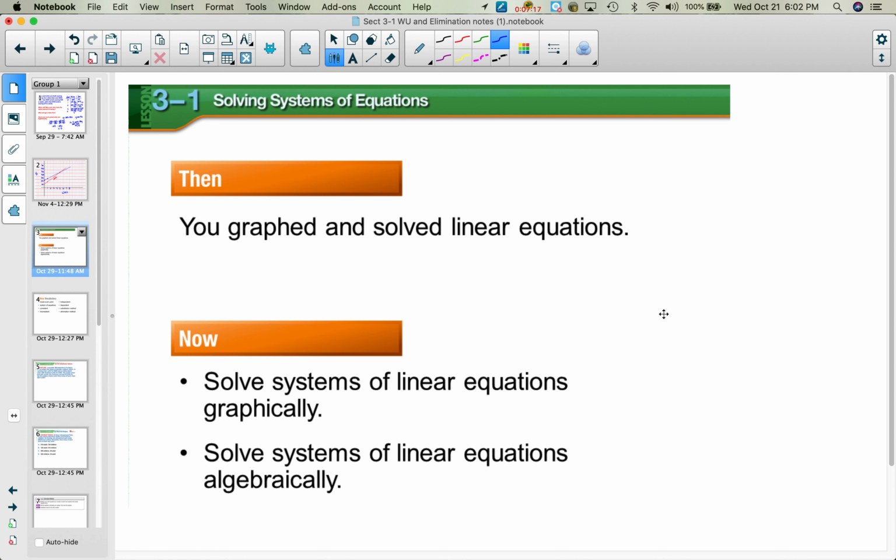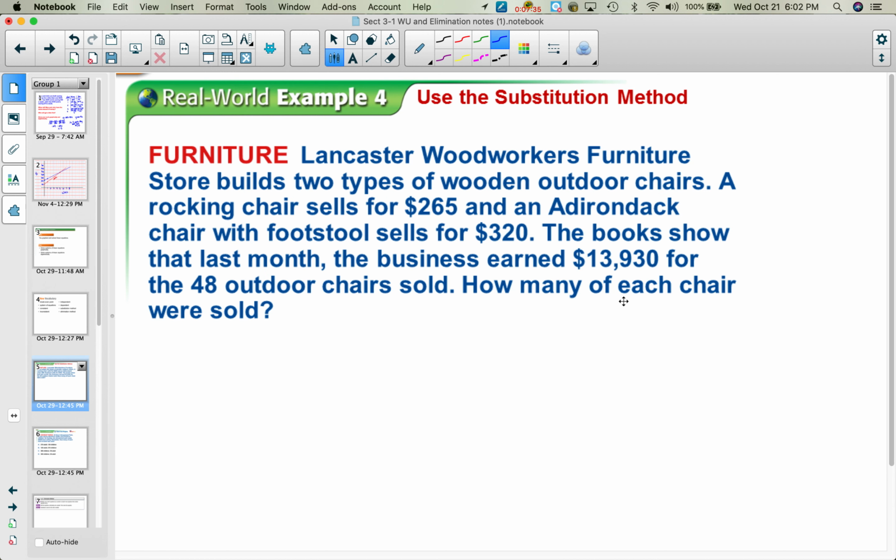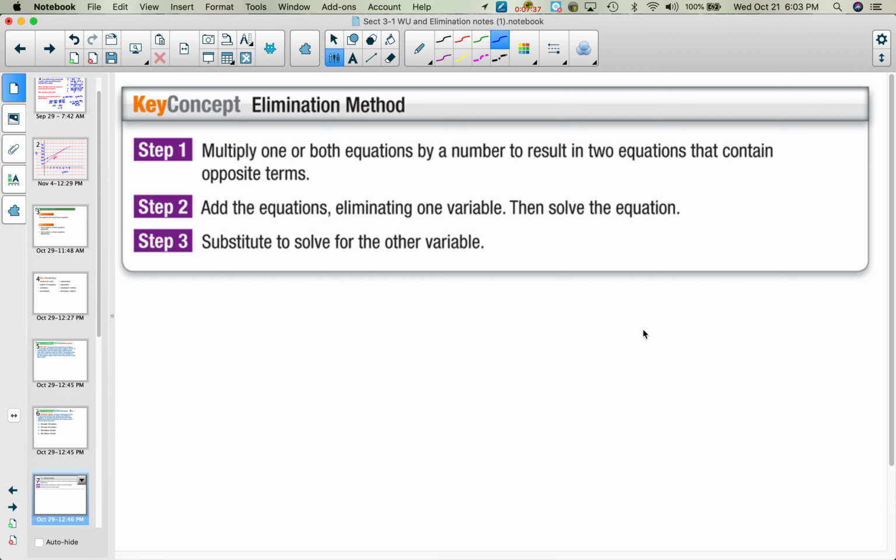So this section, and we're spending a little bit of time on it, is solving systems of equations. We've already talked about how to do graphing. We've already talked about how to do substitution, which is one of the ways to do it algebraically. We're going to learn a new way today. I'm going to skip over those for now, and I want to talk about the elimination method.